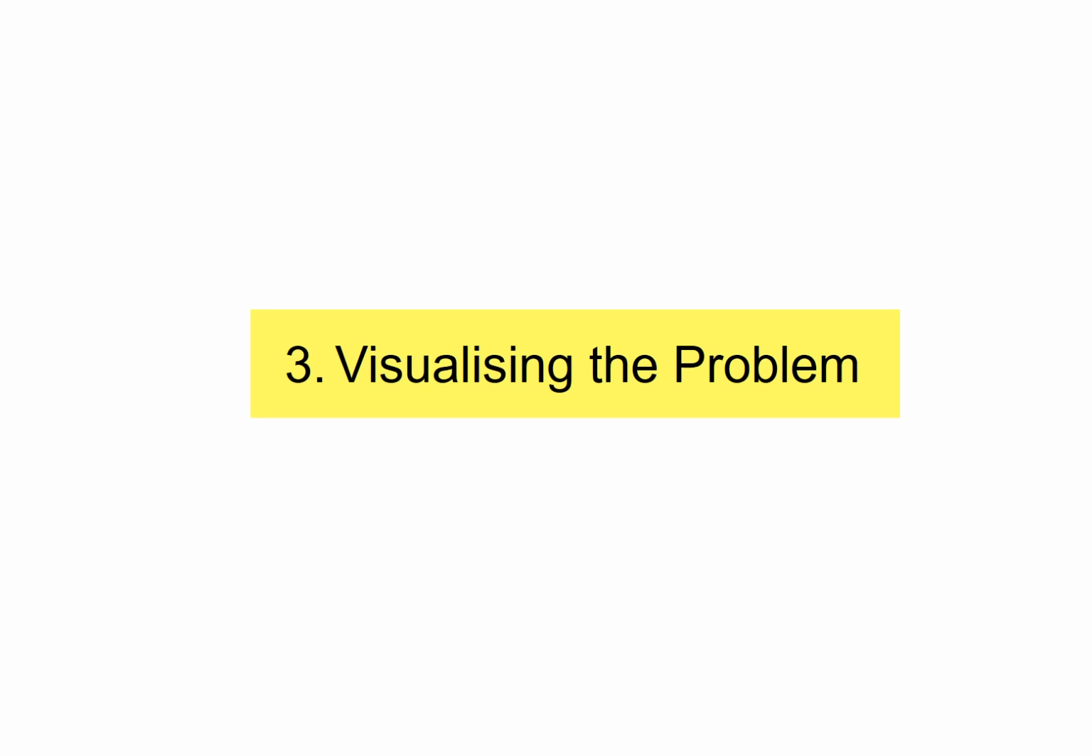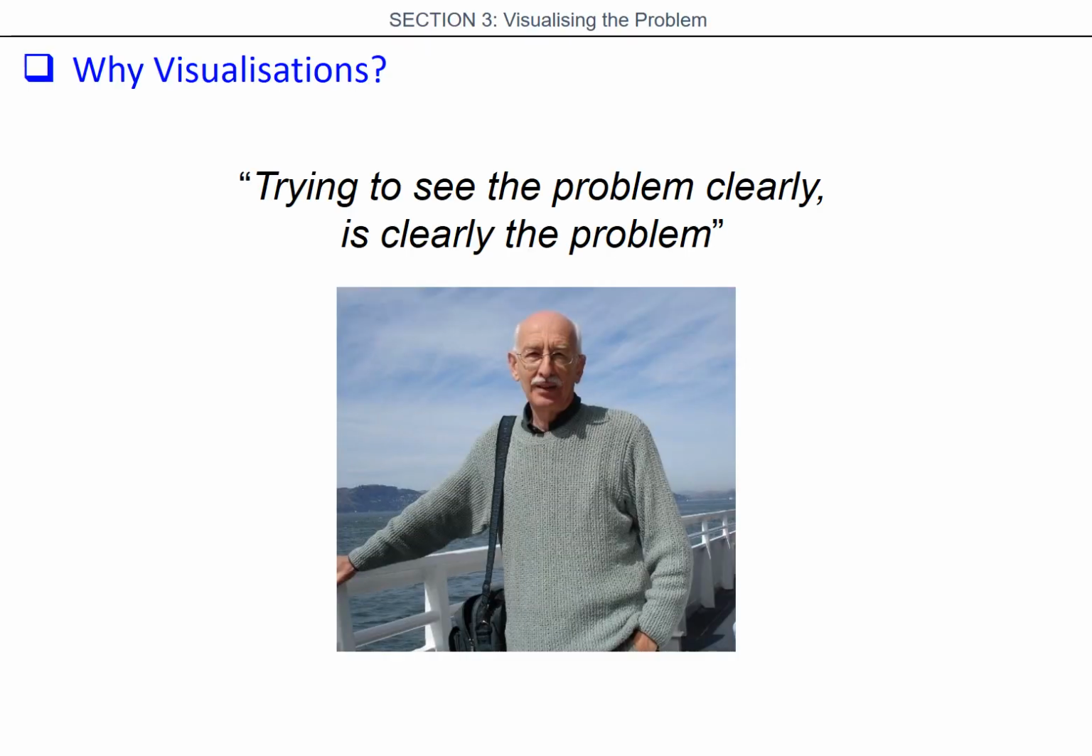So welcome to part 3 of solving linear simultaneous equations, and this is visualizing the problem. Now, a colleague and friend once said to me, trying to see the problem clearly is clearly the problem. And what he meant by that is that if you don't define the problem clearly and correctly at the beginning, then you'll find it very difficult to solve that problem and you may get it wrong. And one way to look at the problem is through visualizations, and that's what I intend to do here.